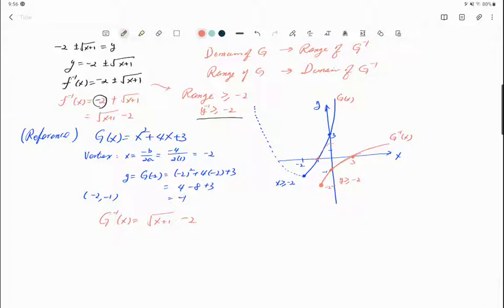So the inverse is when x equals 0, y equals 3, right? This is when x equals 0, y equals 3. So interchange x and y, then there will be 3, 0.